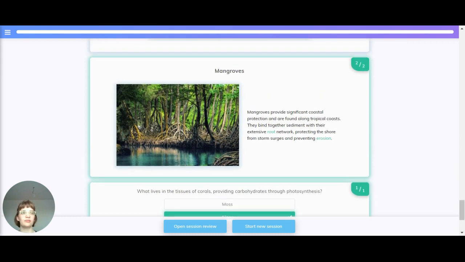Let's quickly recap mangroves. Mangroves provide significant coastal protection and are found along tropical coasts. They bind together sediment with their extensive root network, protecting the shore from storm surges and preventing erosion.